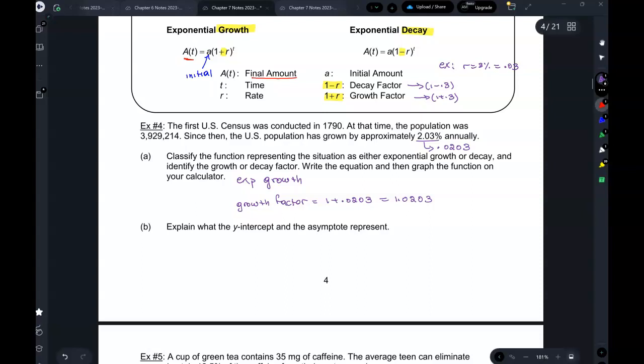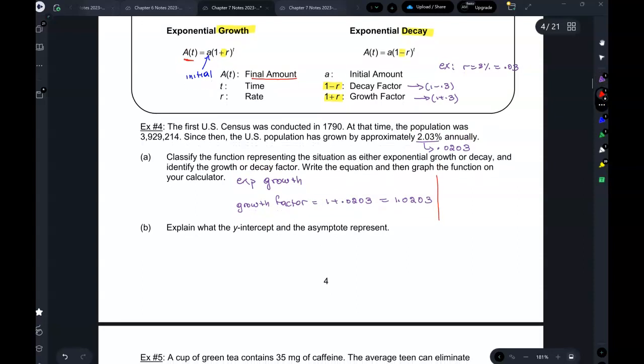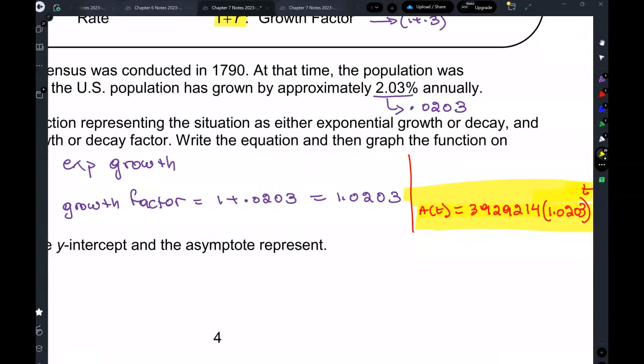Okay, so what's the equation going to be then? For the equation, we're going to use this format, right? So A of t is equal to the initial value, 3929214, times the growth rate, 1.0203, to the power of t. That entire thing is the equation. Okay?